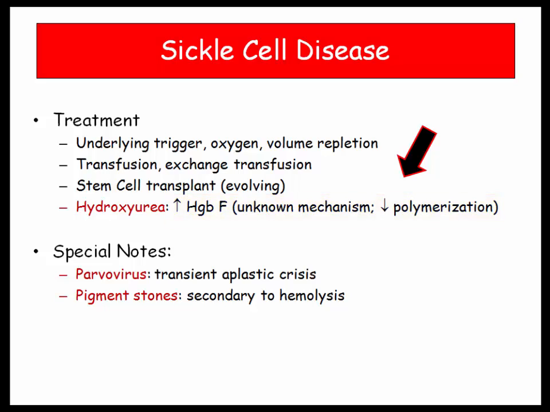Finally, but not unimportantly, recall that parvovirus does cause transient aplastic crisis in these patients due to their dependence on a very active bone marrow to keep up with erythrocyte production, and these patients, as with all patients who suffer from chronic hemolytic anemia, are at risk of developing pigment stones. These are covered in the liver section.